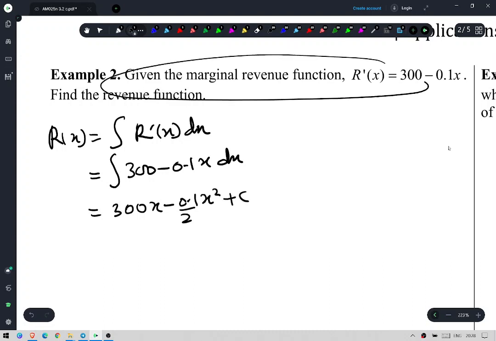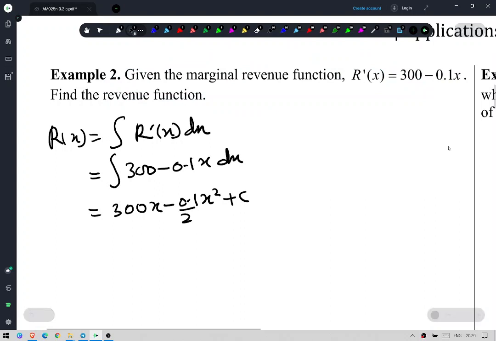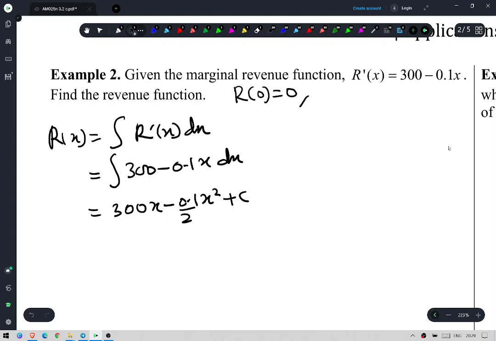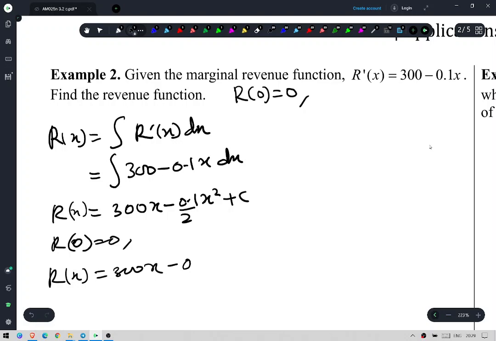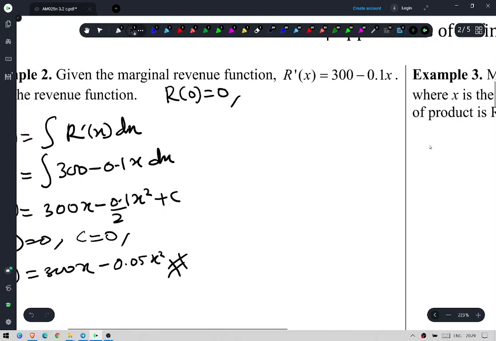Now, from the question, it doesn't specify fixed revenue. So we assume R(0) is 0. If not told, we can assume; if told, use it. So R(x) is 300x minus 0.05x squared, because 0.1 divided by 2 is 0.05, plus C is 0. Therefore, C is 0. You cannot just jump and remove C there. You must have this sentence, and it can be marked wrong if it is not there, especially if I am the one marking.